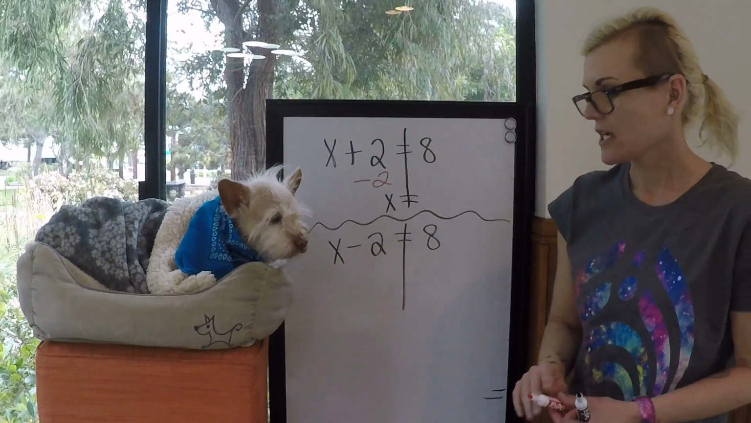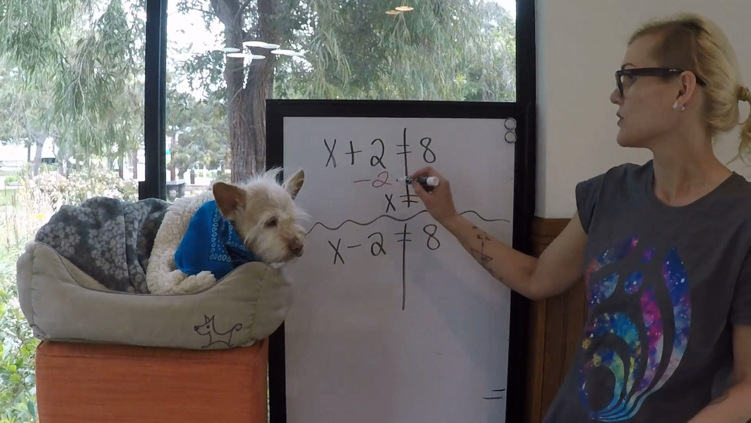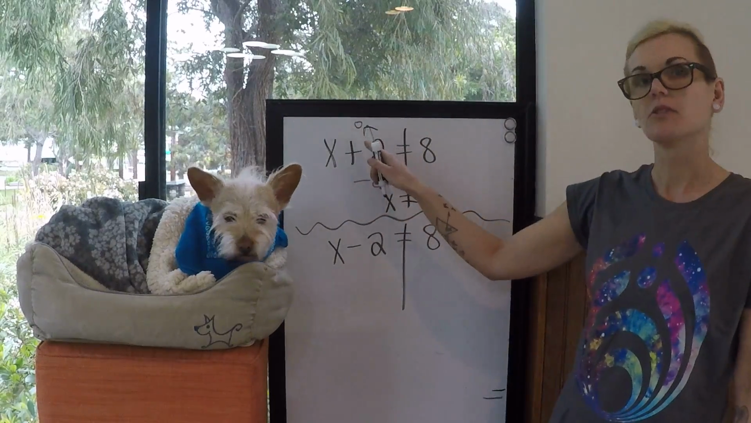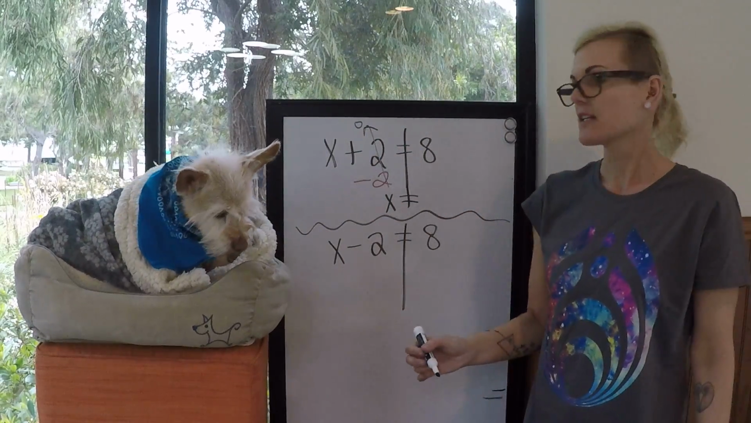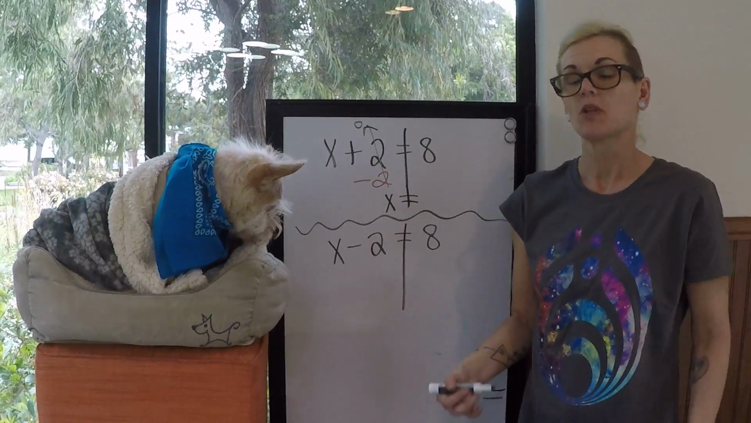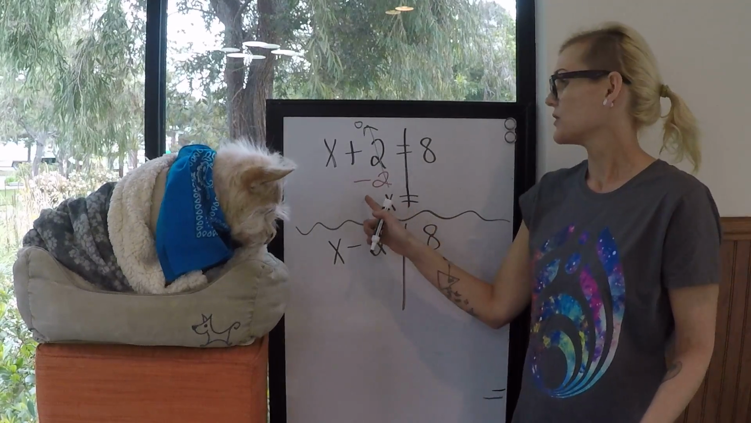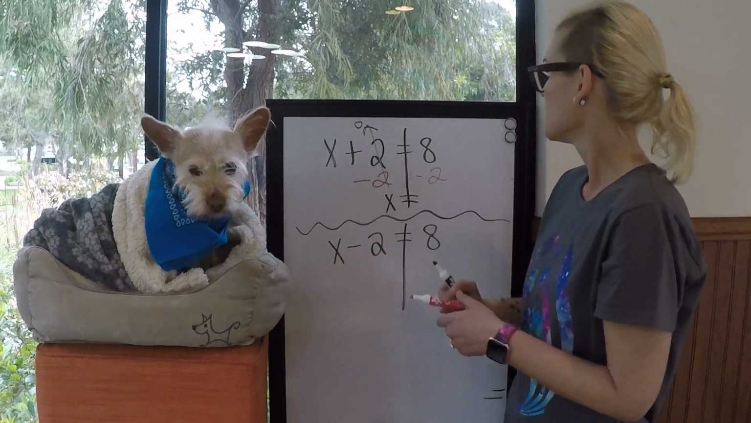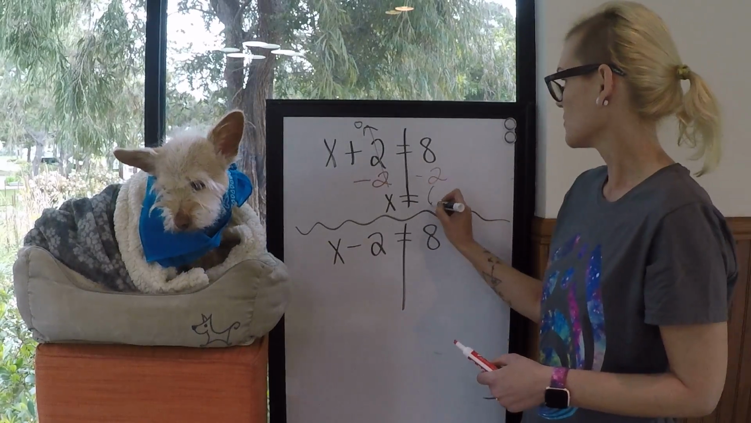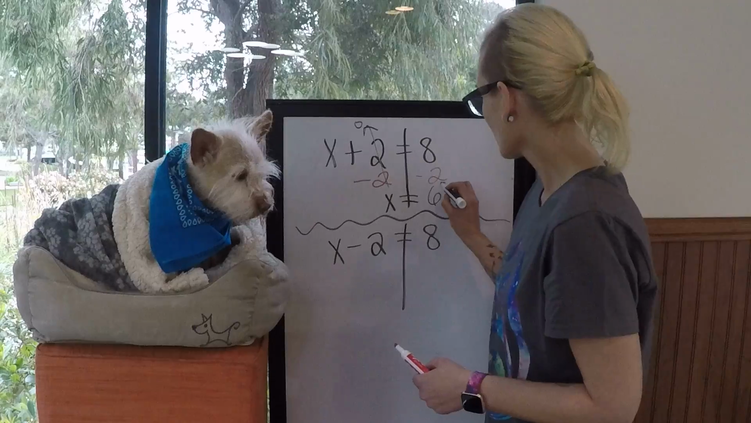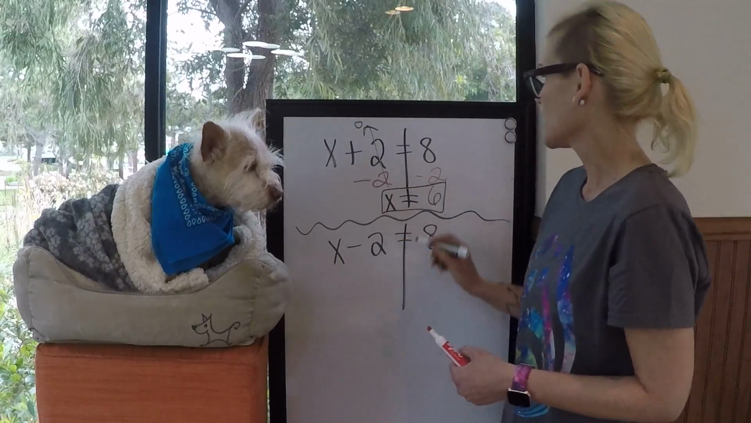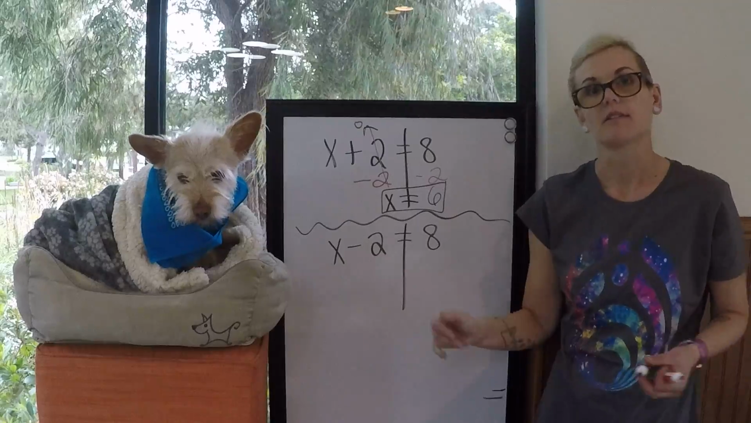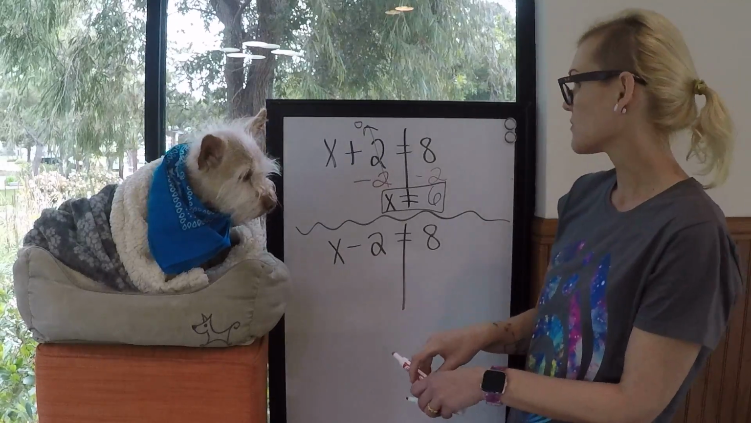So when I do 2 minus 2, that makes 0. x plus 0, that's x. So on the left-hand side, I've got an x alone. The golden rule of equality: whatever I do to one side, I have to do to the other. 8 minus 2 is equal to 6. That's our final answer. Let's check it. Is 6 plus 2 equal to 8? Yes, it is.